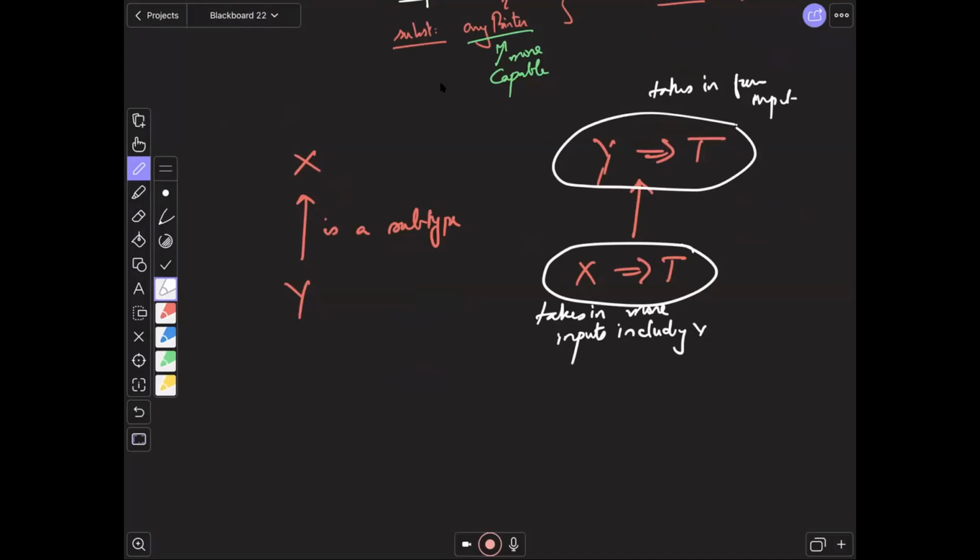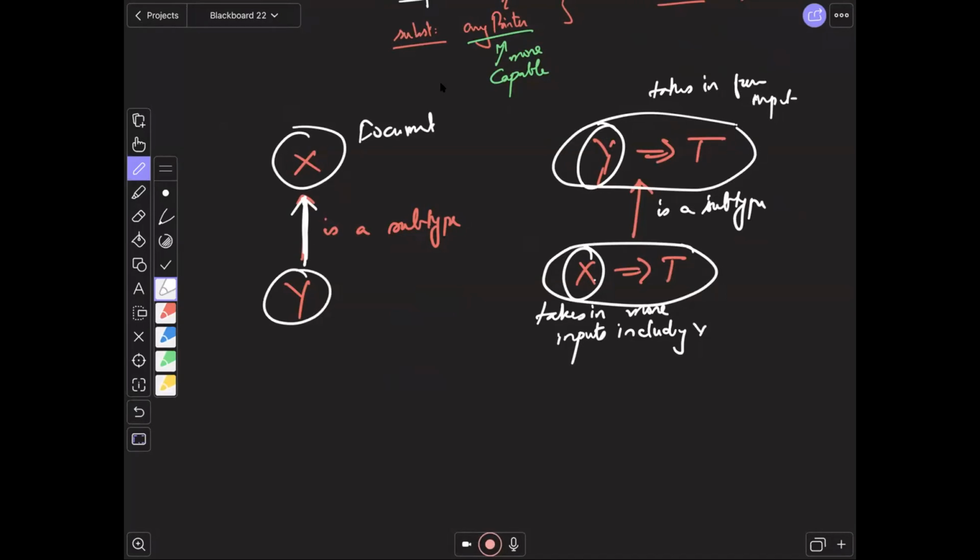So even though Y and X are in this way, where Y is a subtype of X, when you look at the input side of the function, you see this. X arrow T is a subtype of Y arrow T. And I gave you two examples of this. One example was this is document, and this is a subtype which is PDF document.